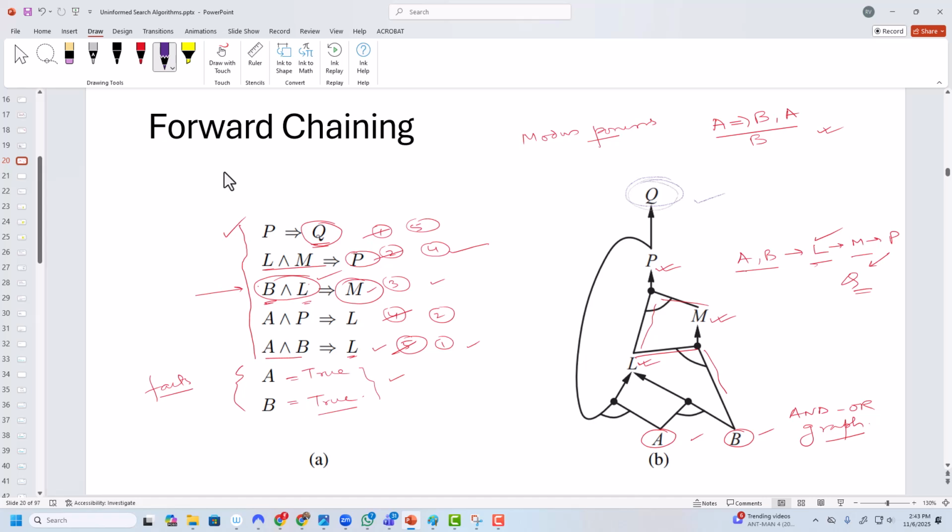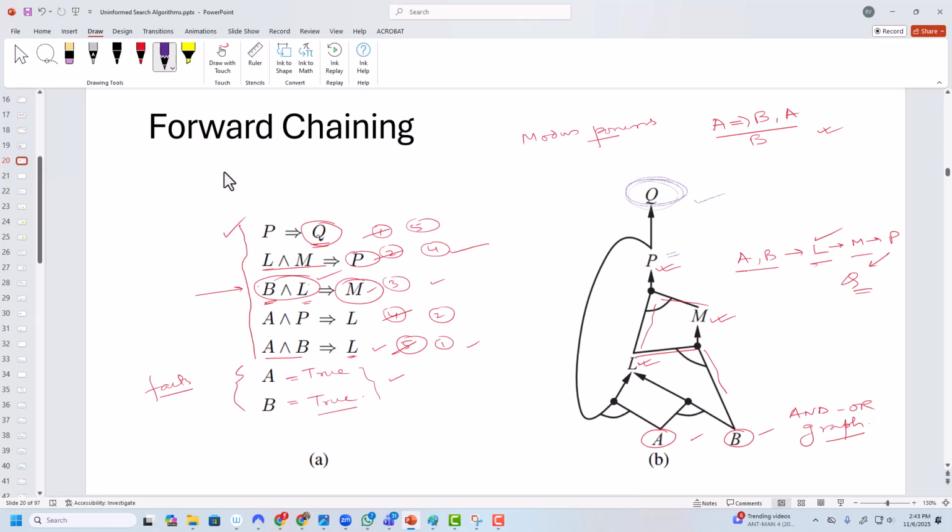So how do we go backward? It asks, what do I need to prove this? Like, to prove Q, what do I need? Then you say, oh, to prove Q, I need P. Then for P, what do I need to prove? I need to prove L and M. So this is the way it goes backward.